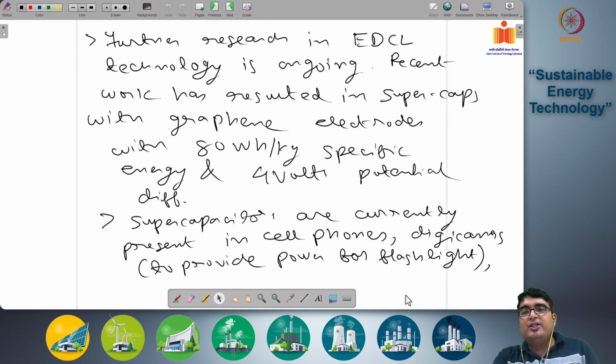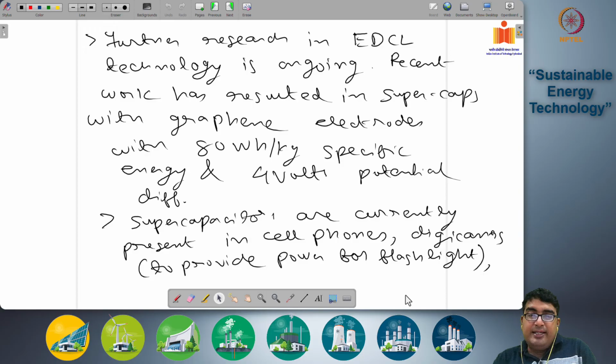So further research in the electric double layer capacitance is going on. Recent work has resulted in supercaps with graphene electrodes. So instead of regular carbon nanoporous electrodes, you are using graphene electrodes with 80 watt-hour per kg energy density. So even more energy density than previously, and 4 volts operational potential difference. So again, another boost to the total energy storage that can be done in these capacitors.